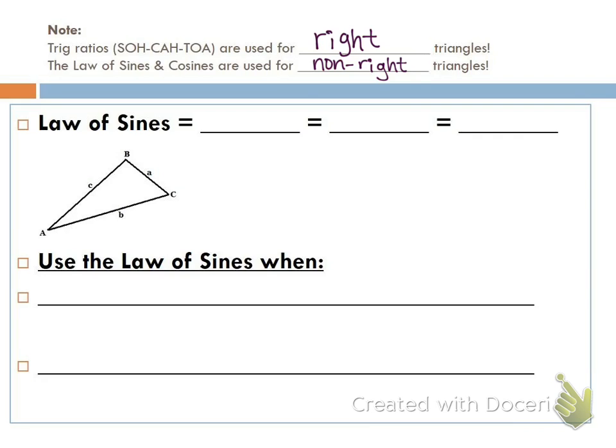The law of sines is an extended proportion. So these blanks represent fraction bars, really. The law of sines says that the sine of, in this triangle at least, angle A over side A, which is when I use a lowercase, is equal to the ratio of the sine of angle B over side B, little b, is equal to the sine of angle C divided by small c, side C.